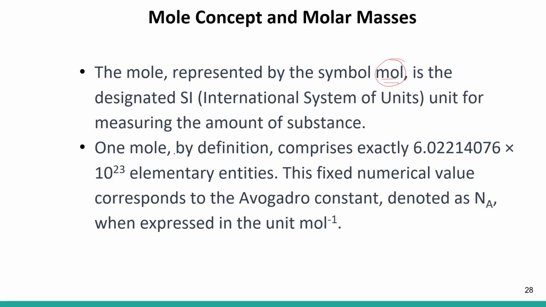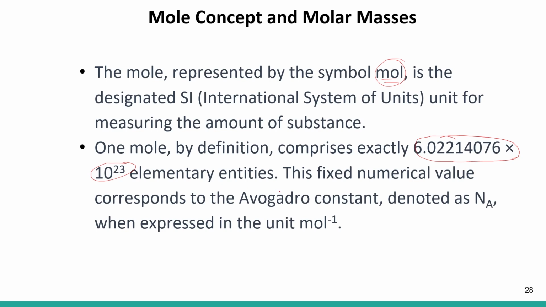And what is the definition of 1 mole? 1 mole is exactly 6.022140076 × 10^23 entities. So if you say, suppose, 1 mole of electrons, how many electrons will that be? It will be 6.022140076 × 10^23 electrons. Similarly, for 1 mole of atoms, there will be 6.022140076 × 10^23 atoms.